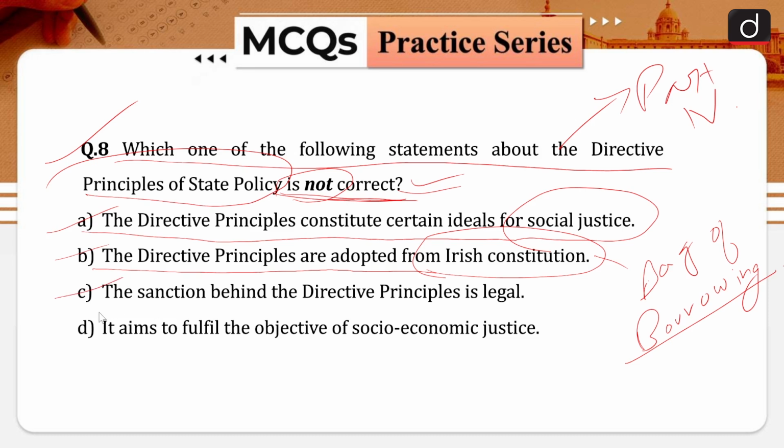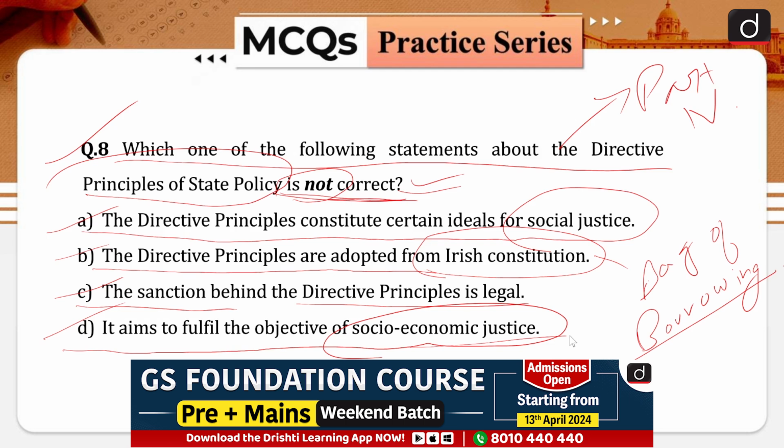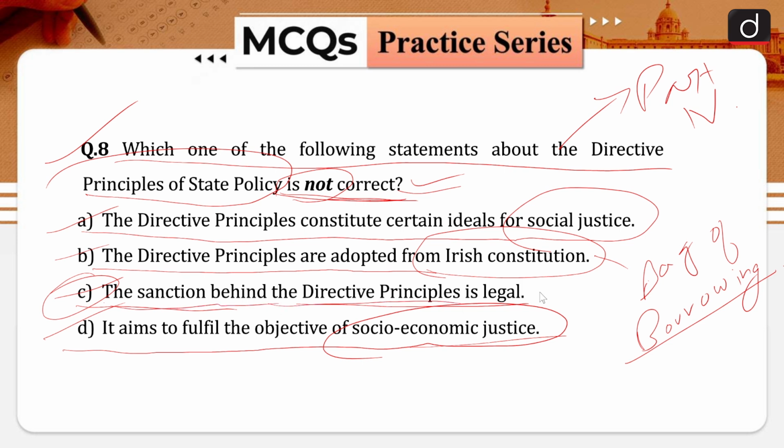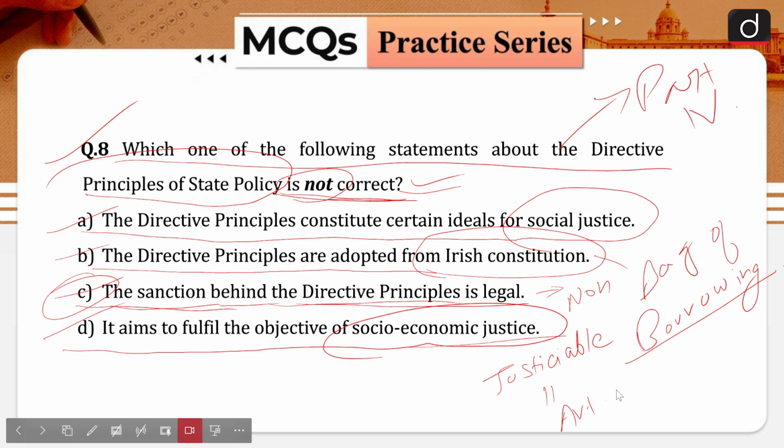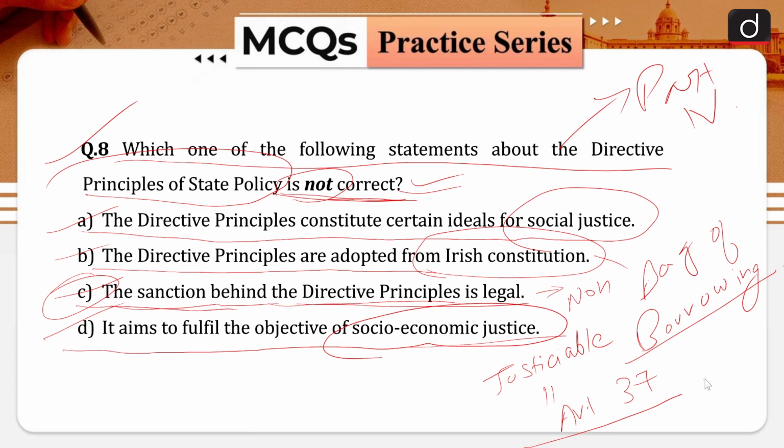So option C is the sanction behind the directive principles is legal, and your option D is it aims to fulfill the objective of socio-economic justice. So definitely your correct answer is going to be option C. It is not correct because the directive principles of state policy are non-justiciable in nature, and it has been mentioned under Article 37 of our Indian Constitution that you cannot go to the courts to enforce your directive principles of state policy. The directive principles are present in Part 4 of the Indian Constitution from Articles 36 to 51.